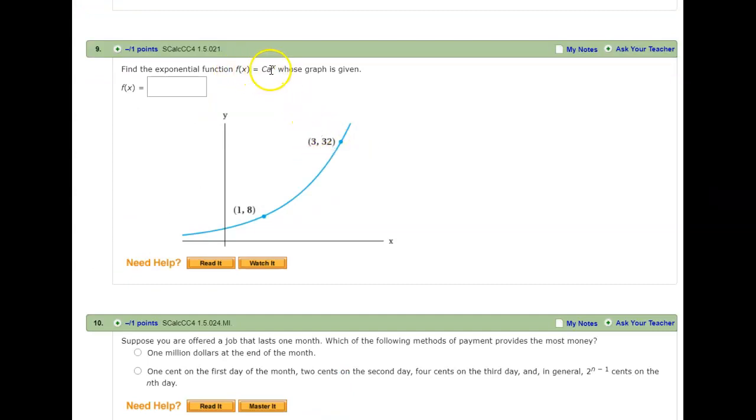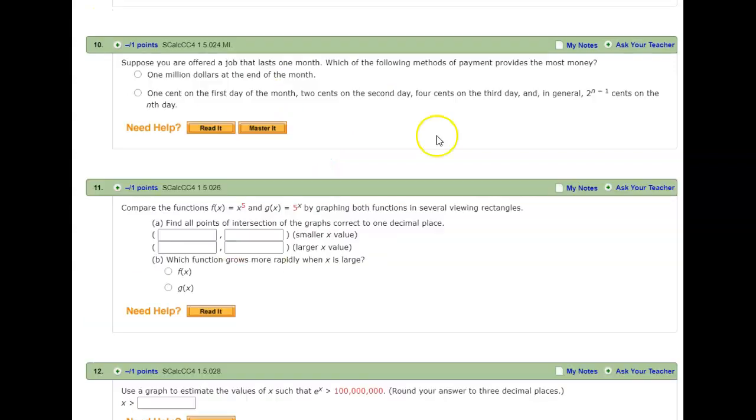On number 9, you're actually going to put the 3 and 32 into this function, and you'll have a function with 2 equations, 2 unknowns, and you'll solve for that c and the a. So that's a little bit of algebra there. Let me know if you need help with it.